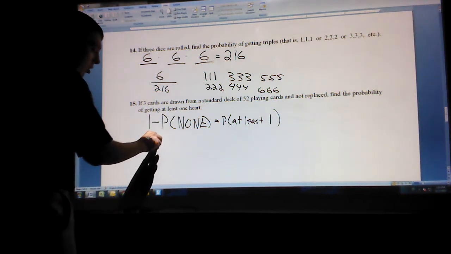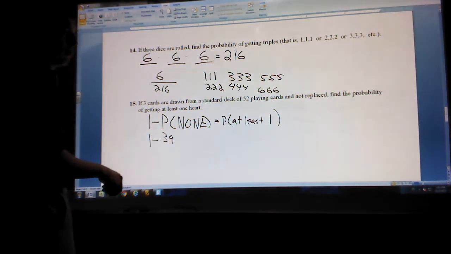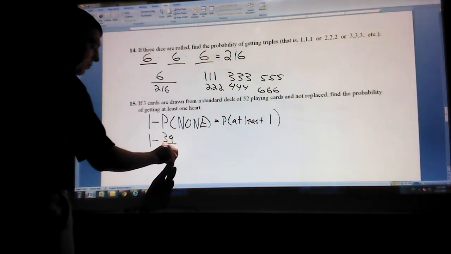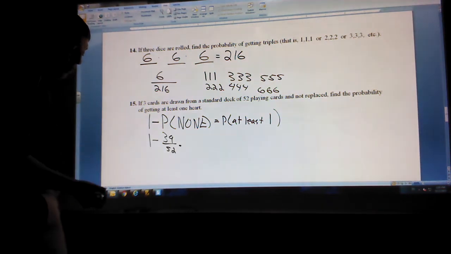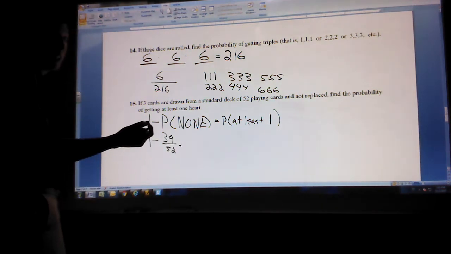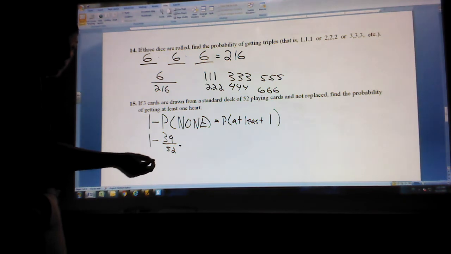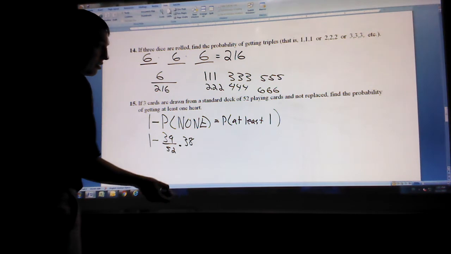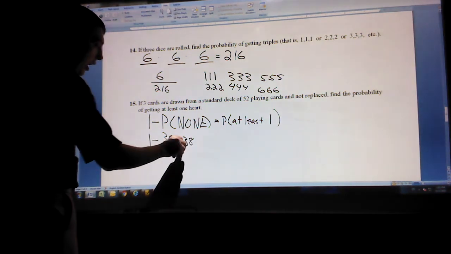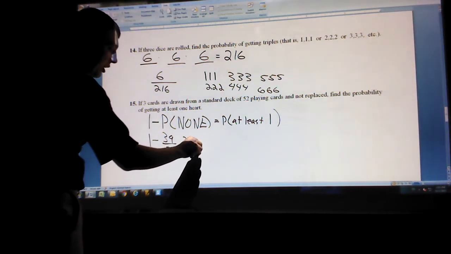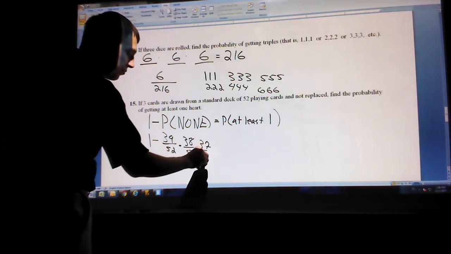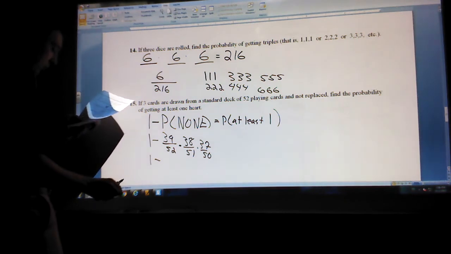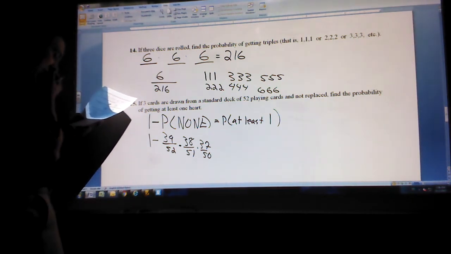There are 39 cards that are not a heart out of 52. If I pull one out and it's, say, a diamond, and I put it to the side, it's not replaced, then I have 38 cards that are not hearts out of 51. And if I do it again, it's 37 out of 50. So that should be 1 minus this.